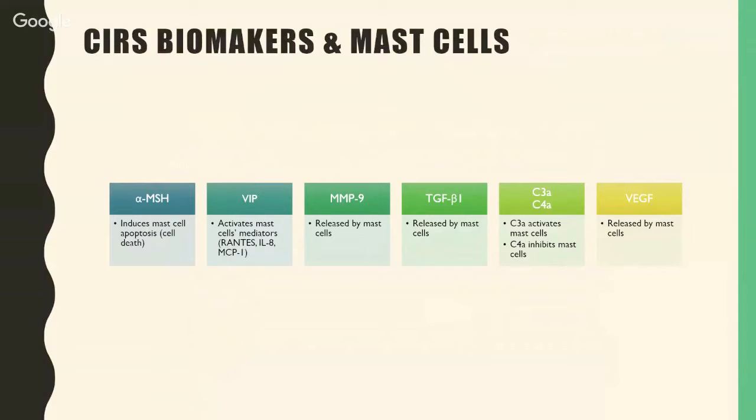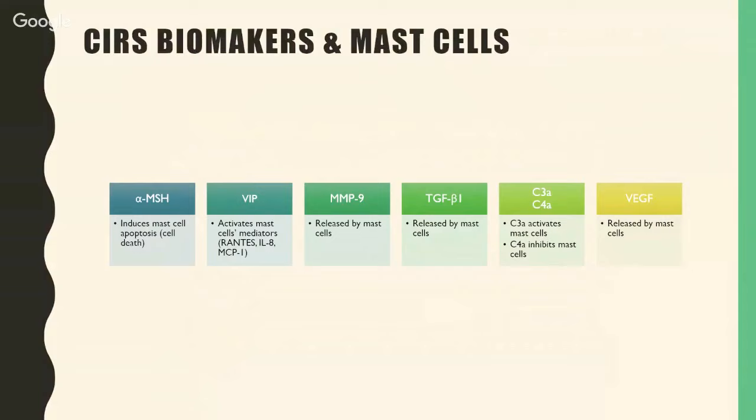MMP9 is also released by mast cells, and we see this elevated in CIRS. So whether it's the mold and water damage building toxic soup inducing mast cells, which are inducing elevation of MMP9, which we measure, or some other form, we see this all together in CIRS as well. TGF-beta, same thing, also released by mast cells. And then interesting, C4A we more typically see with mold.